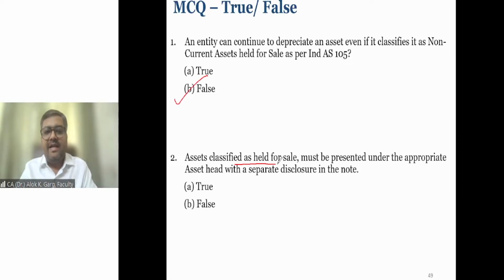An asset classified as held for sale must be presented under the appropriate asset head with a separate disclosure in the note. Meaning, if it is a PPE classified as held for sale, it has to be shown in PPE only. If it is an intangible asset, it has to be shown in the intangible asset only. Is it right? No. The asset held for sale has to be shown under a separate line item, which is assets held for sale or disposal group held for sale, not under the appropriate asset head. It has to be shown as a separate asset head, right? False. This is also false.